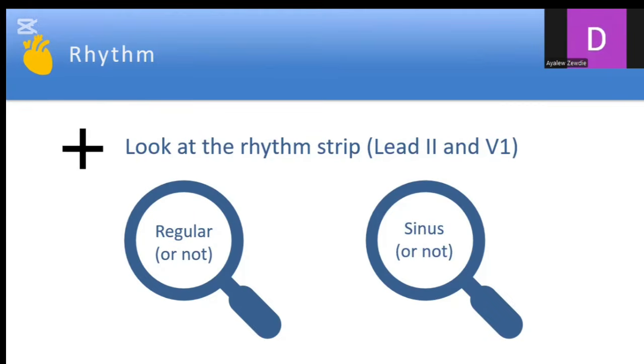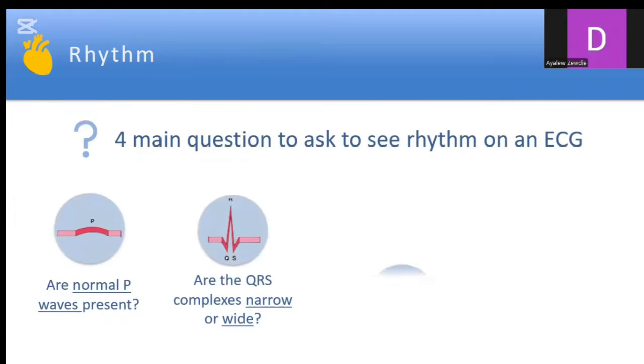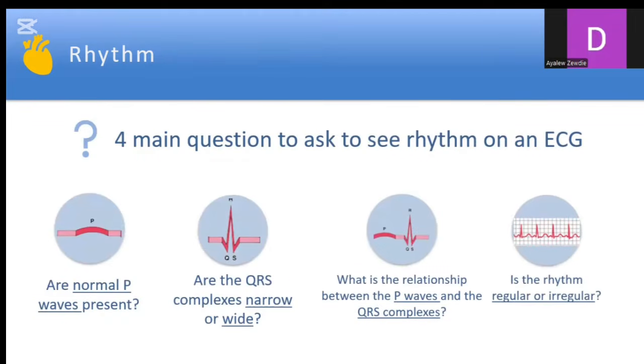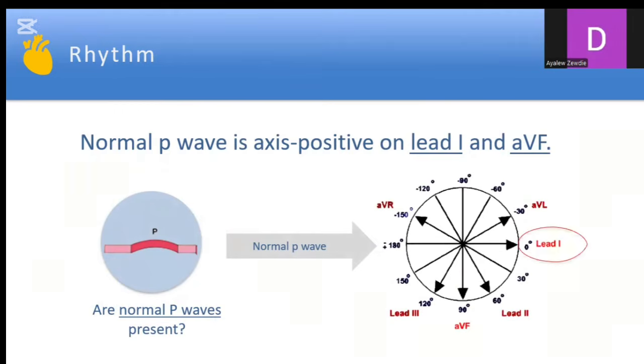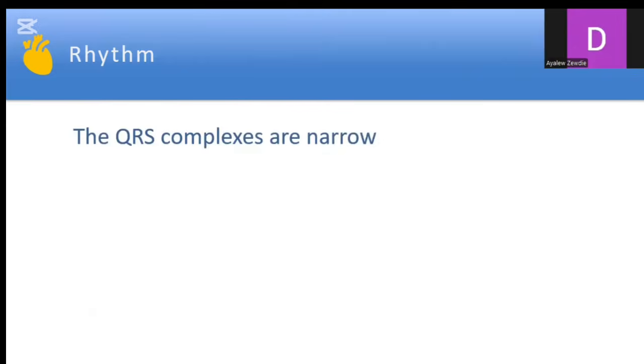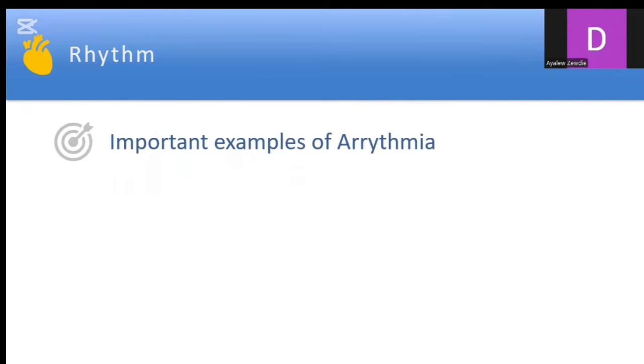If it's sinus, call it a normal sinus rhythm. If it's sinus but irregular, then it's sinus arrhythmia. The normal P wave axis should be positive in lead 1 and aVF, and the QRS should be narrow. Anything which is not sinus is called arrhythmia.